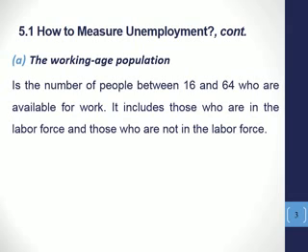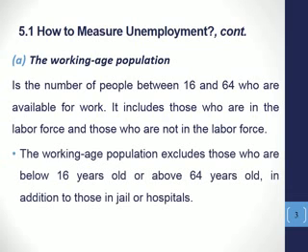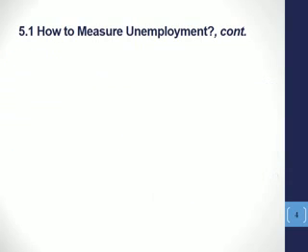So we can say that the working age population includes those who are in the labor force and those who are not in the labor force. It excludes those who are below 16 years old or above 64 years old, in addition to those who are in jail, prison, or hospitals, who are not able to work. Now, let's turn to another concept.